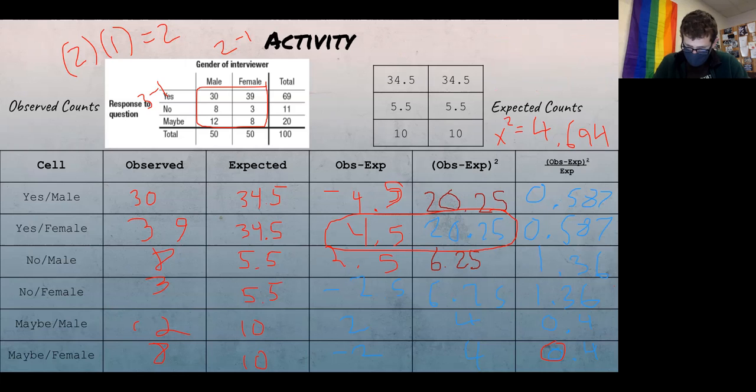Wait, could you say one more time what you multiplied to get the degrees of freedom? Yeah, I did the number of columns minus 1 times the number of rows minus 1. You can see right here where I did my calculation. So 2 columns and 3 rows.